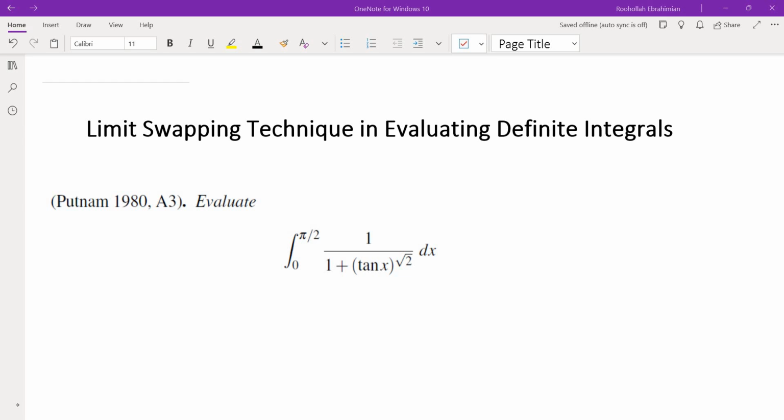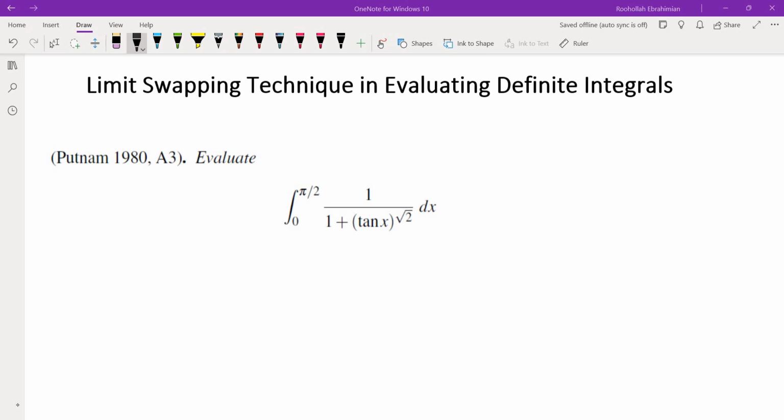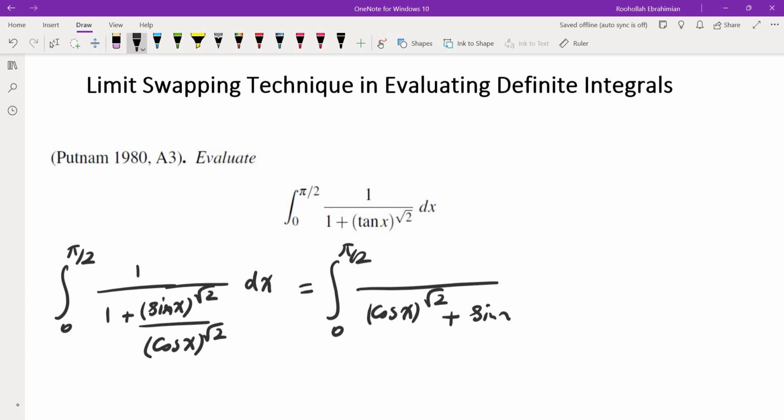If we try to swap the limits of integration, that gives us a nice way of evaluating this integral. Let me first write down the integrand in terms of sine and cosine. So we get sine of x to the power of root 2 over cosine of x to the power of root 2. And then we are going to clear the denominator here. We get cosine of x to the power of root 2 plus sine of x to the power of root 2. And the numerator is going to be cosine of x to the power of root 2.